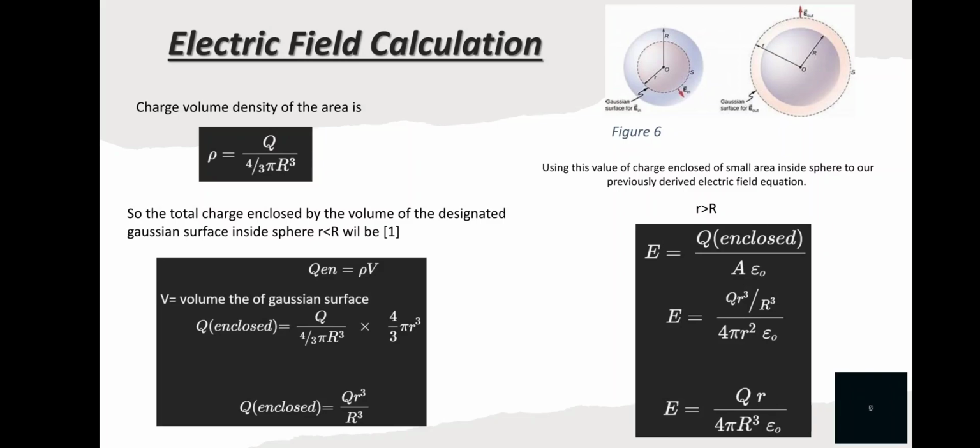We can plug this into the electric field equation derived from Gauss's law, which states the electric field multiplied by the area of the Gaussian surface equals the enclosed charge over epsilon naught. Doing so gives us the electric field inside the sphere as E equals Q r over 4 pi epsilon naught R cubed. As expected, this shows that the electric field increases linearly with distance r from the center, since the enclosed charge is proportional to r cubed.